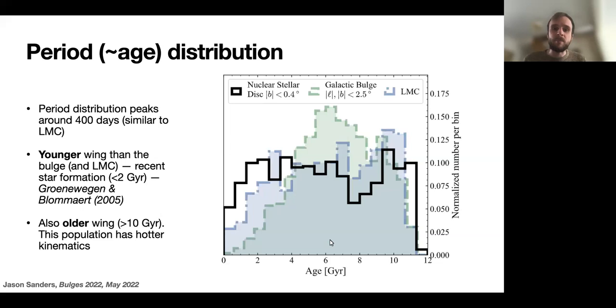And when we map into age space using these approximate period-age relations, you can see that the age distribution is relatively flat. We get signs of recent star formation, signs of very old populations, and then there's a suggestion of a dip here at about 8 billion years ago.